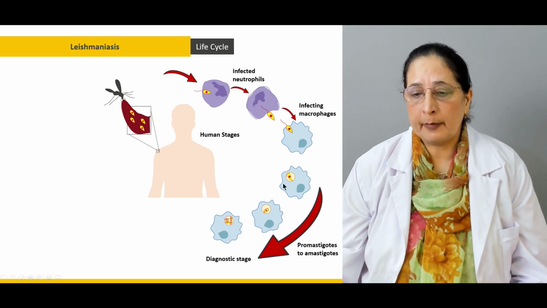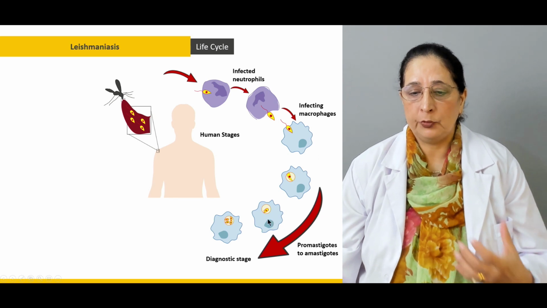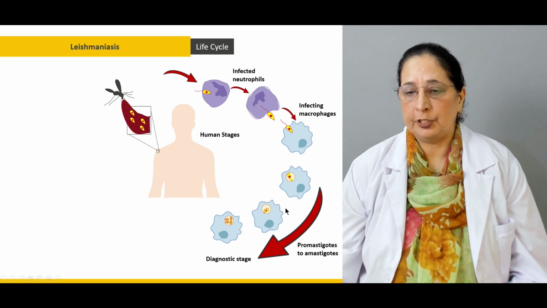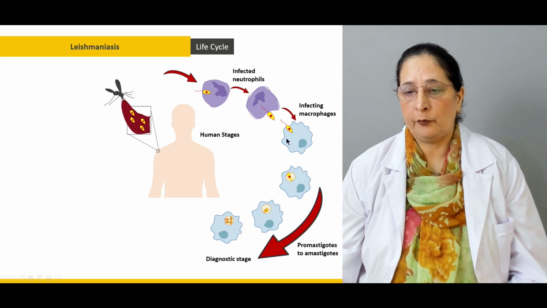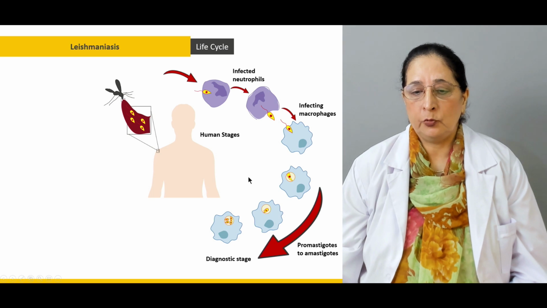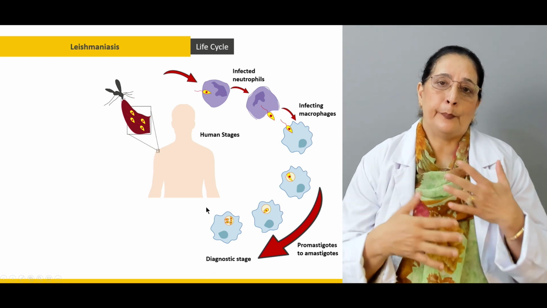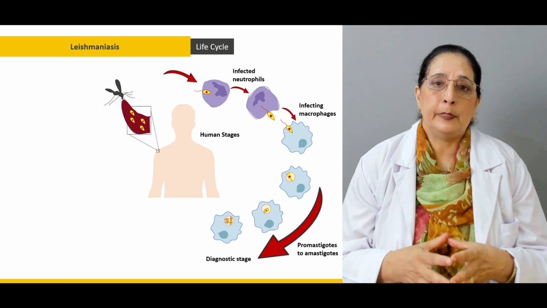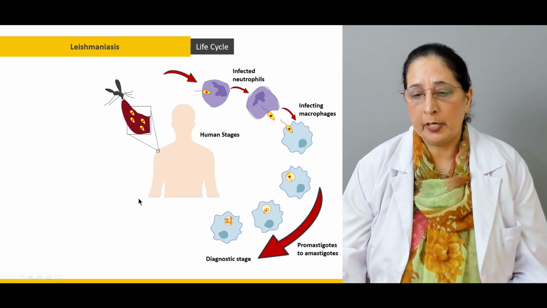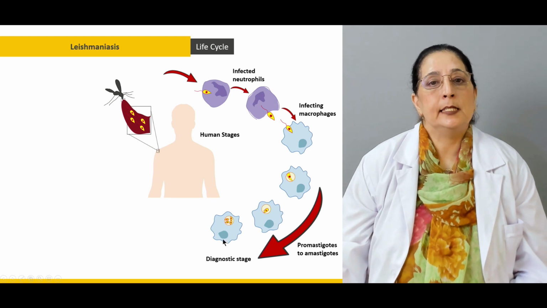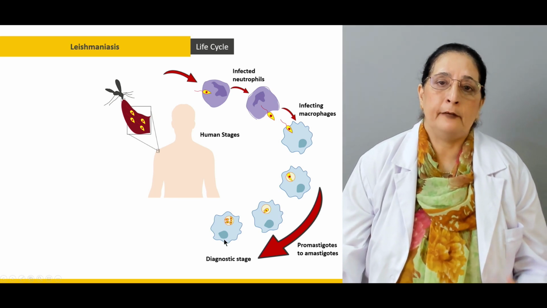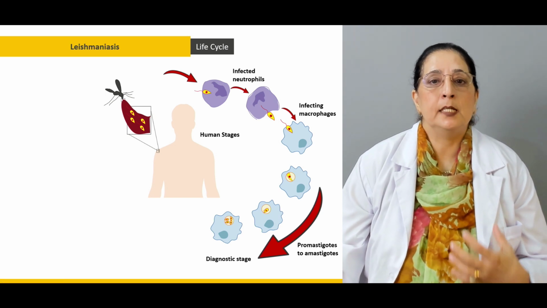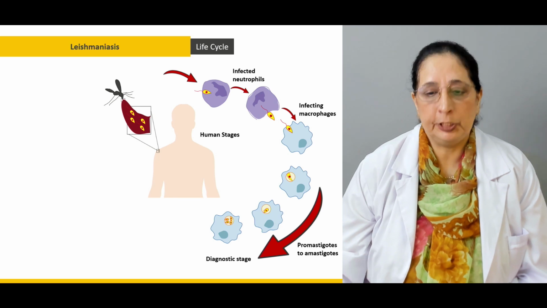And inside the macrophages, you can see the replication taking place. One promastigote grows into four promastigotes. So proliferation of the promastigote takes place, and then it converts to an amastigote. And this is the diagnostic phase, in which if the blood is tested, we can find that the person is infected with the leishmania.